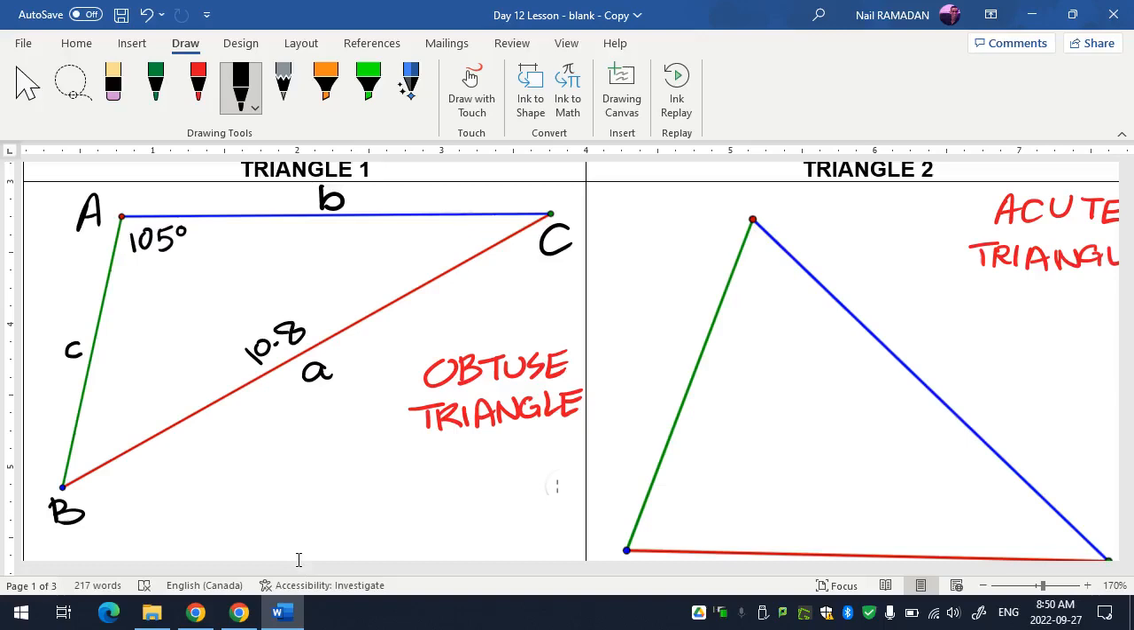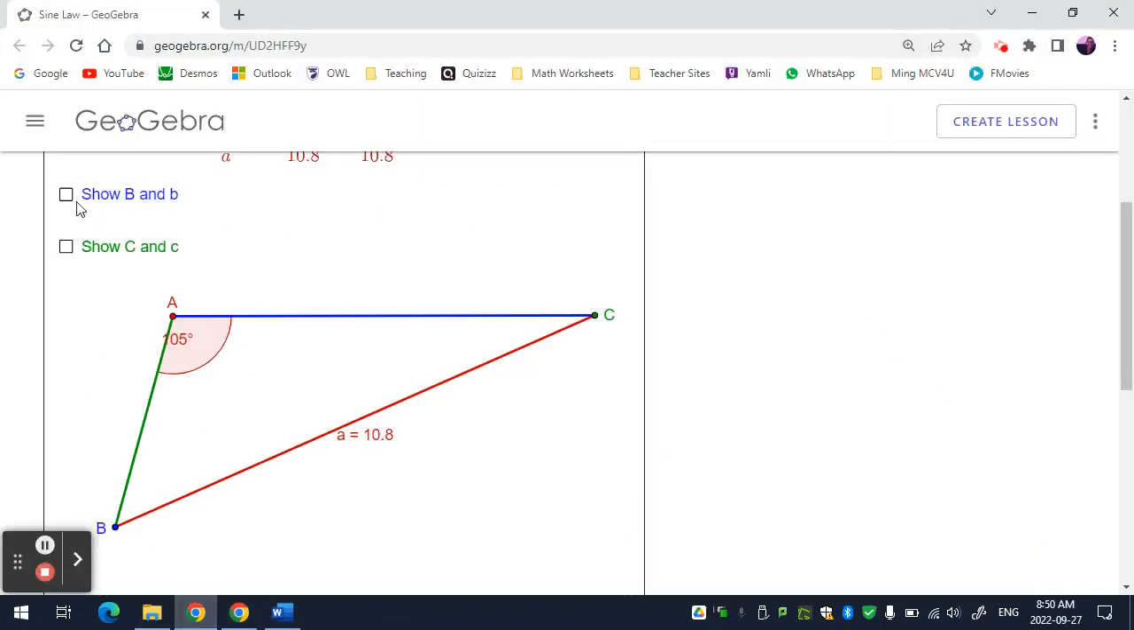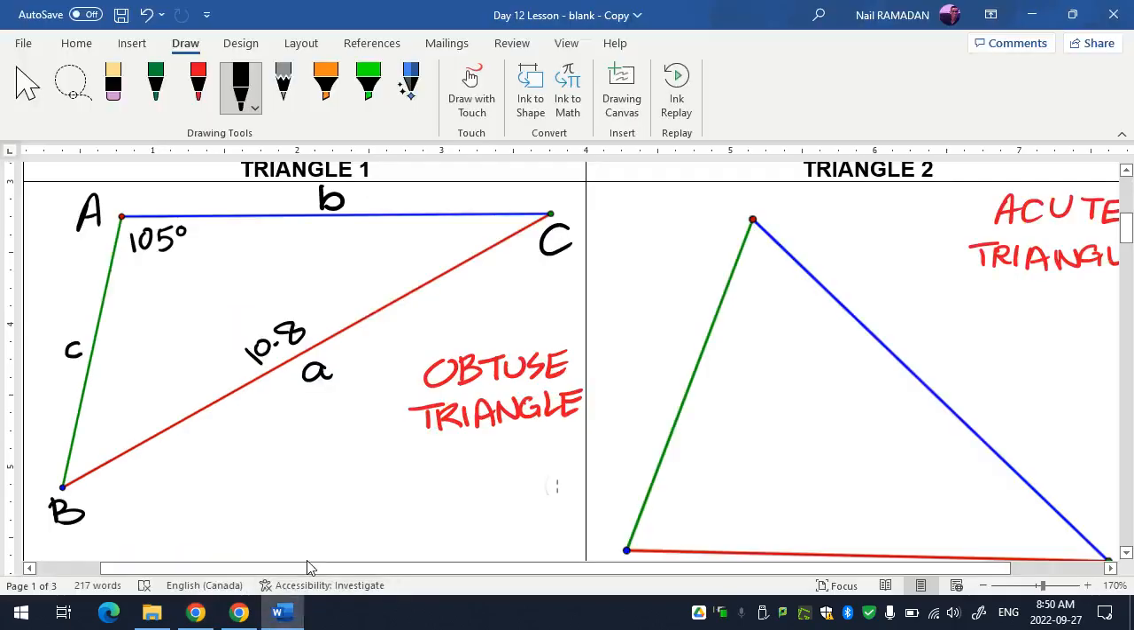Okay, let's go with the other angle. The other angle is this. Show B and b. So apparently B is 51 degrees. That kind of makes sense. And this one is 8.7. Okay. So this one is 51 degrees. And this one is 8.7.